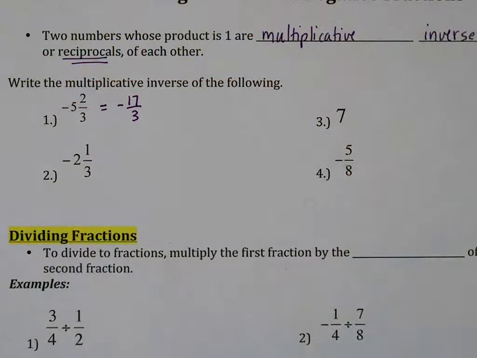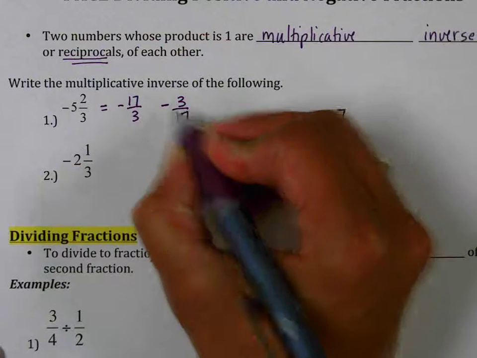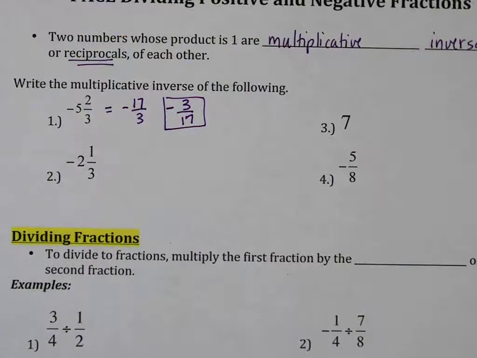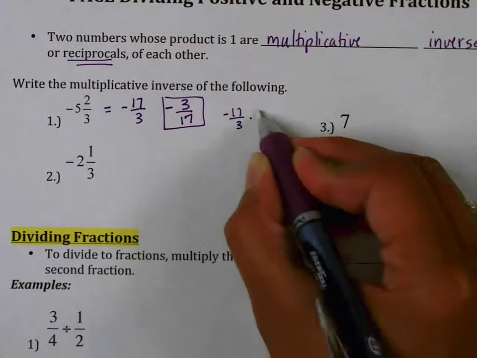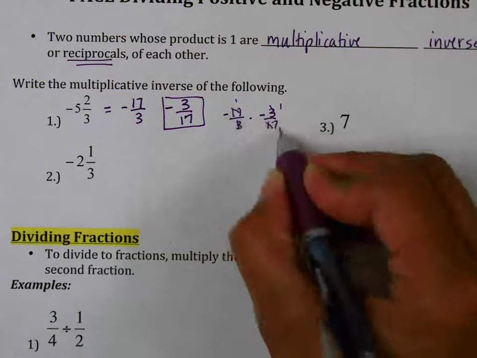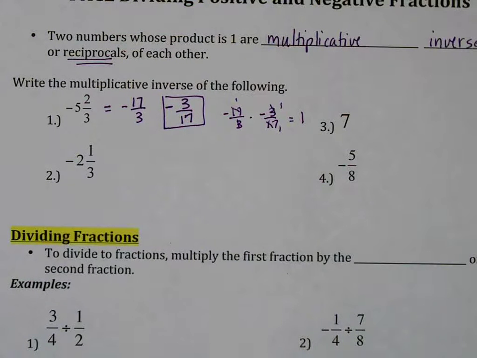Now we want to write the inverse of that, so we're going to flip it. You may have heard of the term flipping. And so the multiplicative inverse of negative 5 2/3 is negative 3/17. We are not going to change the sign. We keep the sign as it is. Because if we were to test this and we did negative 17 thirds times negative 3/17, these would cancel out and a negative times a negative is a positive 1. So our product is 1.